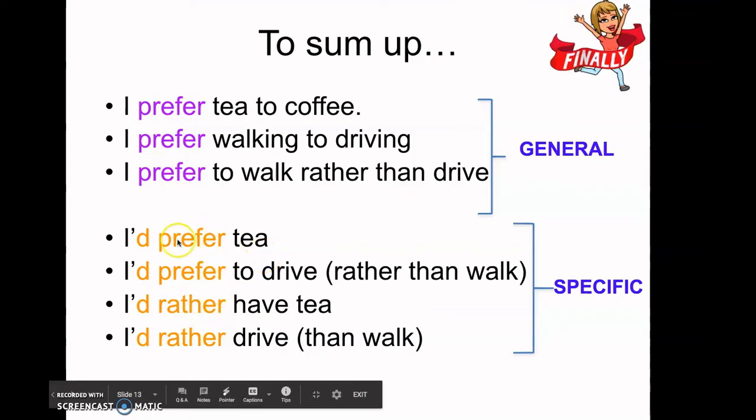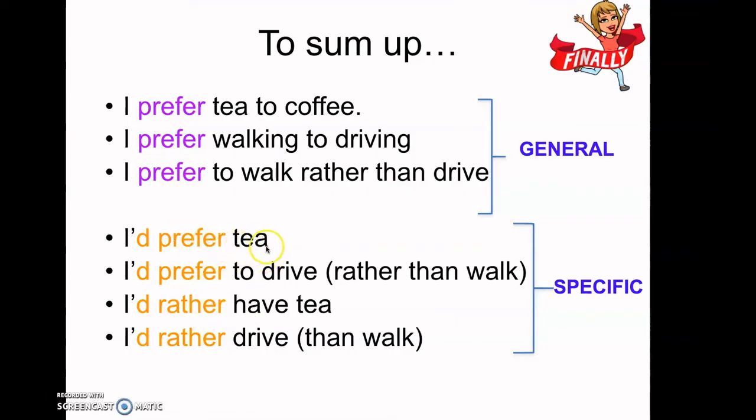However, if you are at a friend's house and they ask you what you would like to drink, then you would say, I would prefer tea. And it wouldn't make sense to say, I prefer tea, because that is for general preferences, okay? Because it's a specific moment and you are with your friend and she wants to know if you want it now, okay? You would need to say, I'd prefer tea.